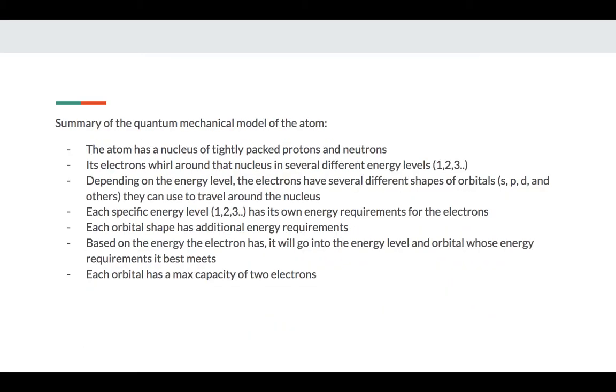Okay, so this is just a summary of what we just talked about. So the atom has a nucleus of tightly packed protons and neutrons, and its electrons whirl around that nucleus in several different energy levels. And depending on the energy level, the electrons have several different shapes of orbitals, s, p, d, and there's some others, that they can use to travel around the nucleus. Each specific energy level has its own requirements for the electrons, and each orbital shape has additional energy requirements.